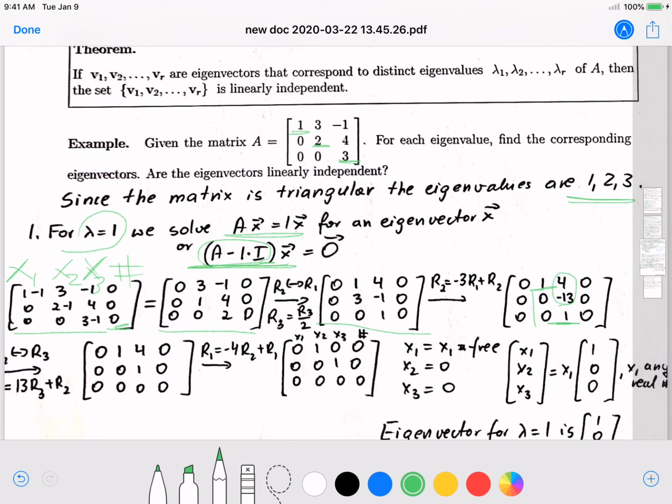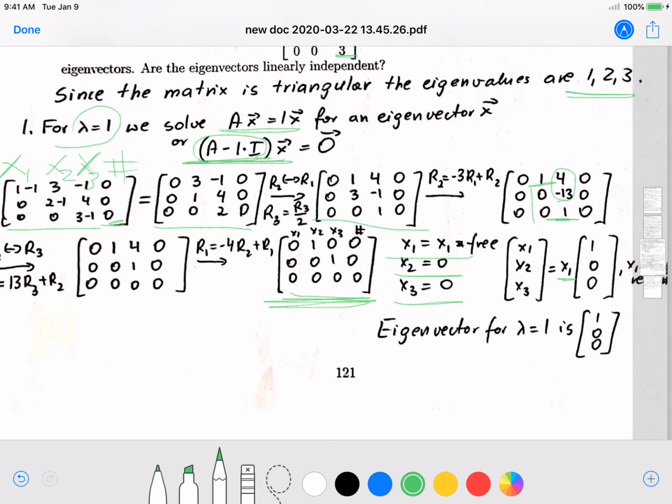We can switch row 2 with row 3 to get this 1, and then we can add it. So the reduced echelon form turns out to be this way. Now solve the system. I don't have x1 here, so x1 is a free variable, x2 is 0, x3 is 0. So we have x1, x2, x3, factor out the free variable, and this is the vector. The eigenvector corresponding to the given eigenvalue 1 is (1, 0, 0). That's my vector taken right from here.